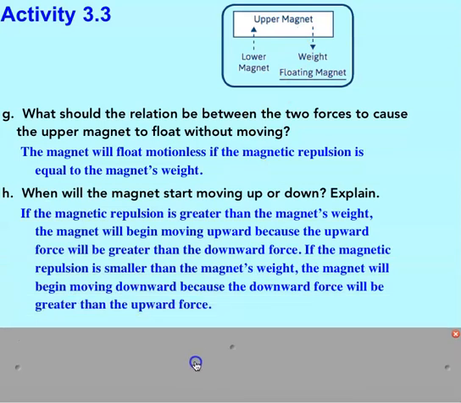When will the magnet start moving up or down? Well, it'll start moving down when the pull of weight is greater than the force of the lower magnet. And when will it start moving upward? Well, when the force of the lower magnet is greater than the weight. So right now the forces are balanced. We have to unbalance those forces to get movement to happen.